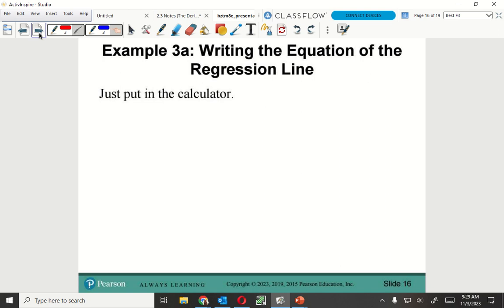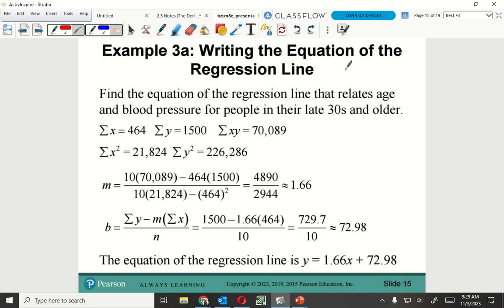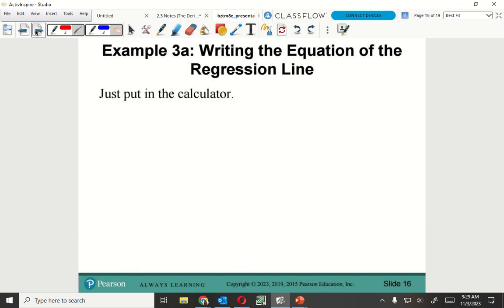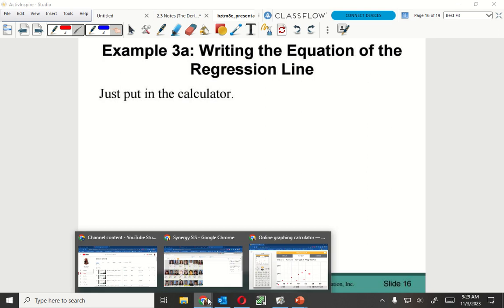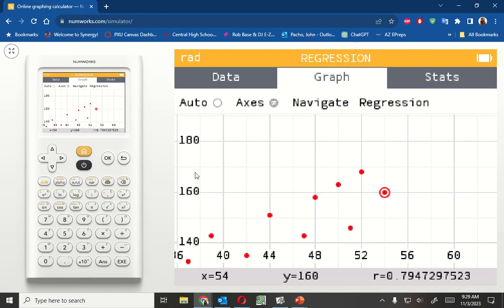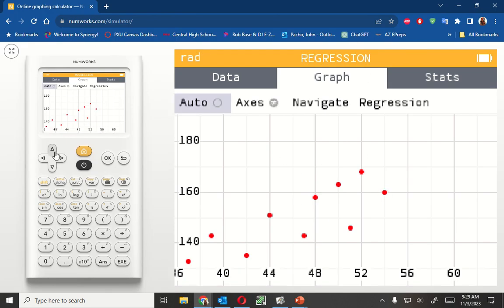So we got the R value, and now this one right here says write an equation for the regression line. And I say just put it in the calculator. So let's let the calculator do the regression line for me. Go up, go over, and what am I clicking on here? Regression. Did you write that down?